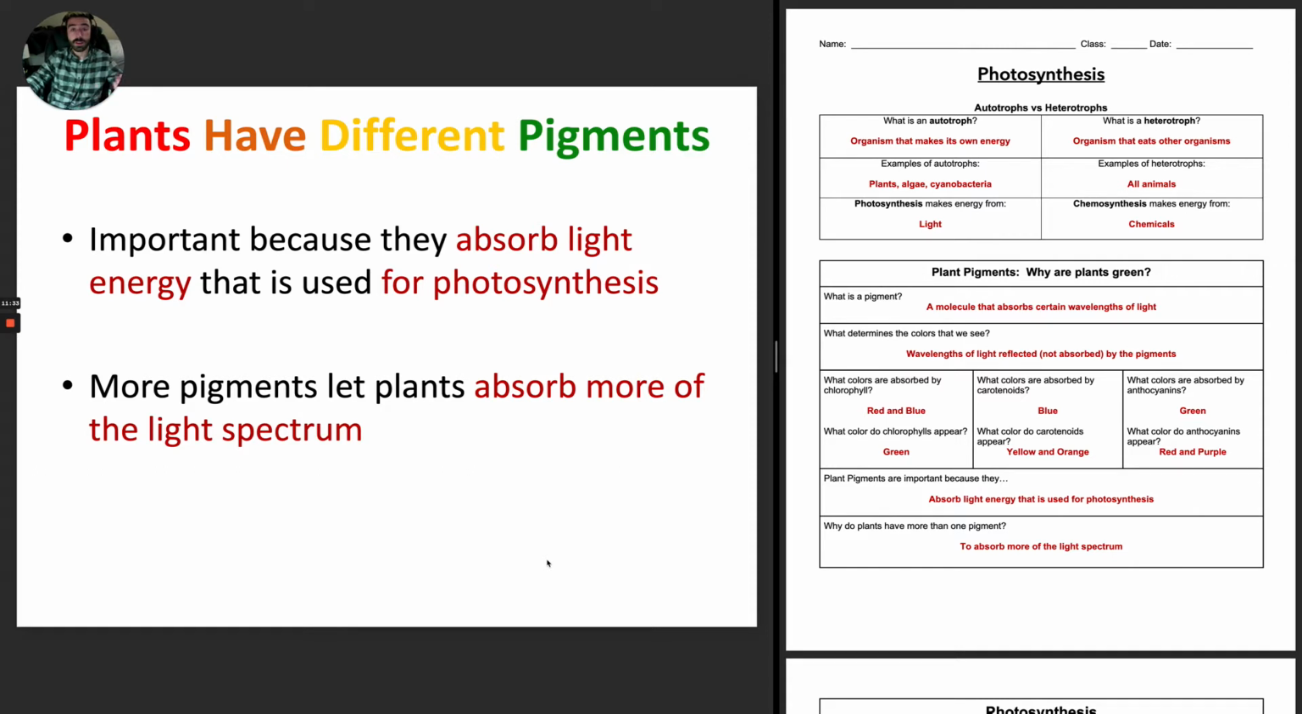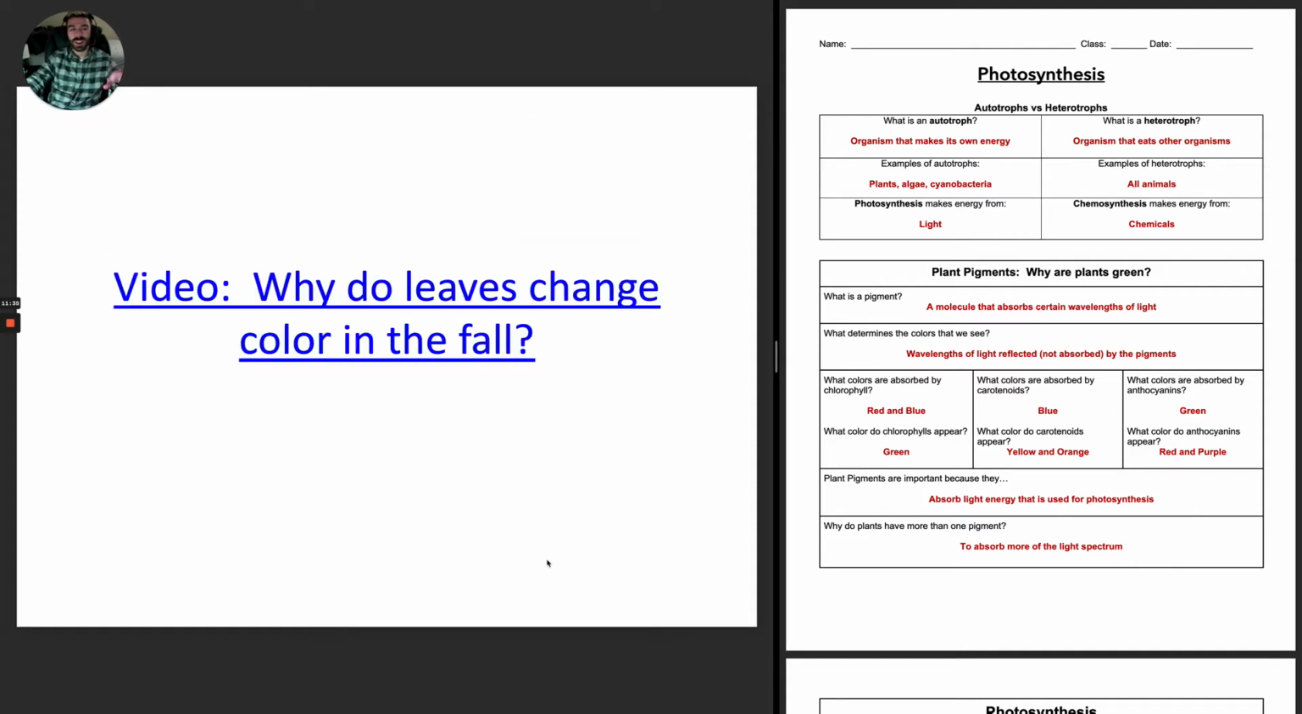Now in the fall, and I'm going to hold off on this video for now, but in the fall when leaves are changing colors, that's because the green chlorophyll is less abundant and less clear as those leaves are dying. We start to see the carotenoids and anthocyanins being expressed a little bit more strongly because the green is no longer covering those up.